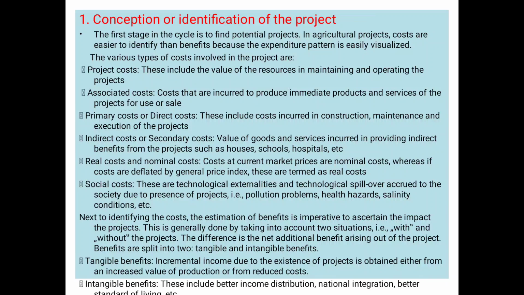First is the conception or identification of the project cycle. In agriculture projects, costs and benefits are easier to identify because the expenditure pattern is easily visualized. This is the first stage of the project cycle, to find out the potential project. It means we can first identify the project. What is the project? What is the cost of the project? What is the benefit of the project? We can visualize or analyze the cost and benefit of the project in this phase.